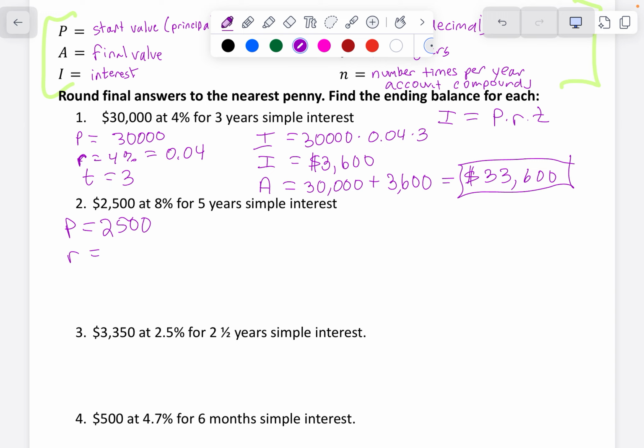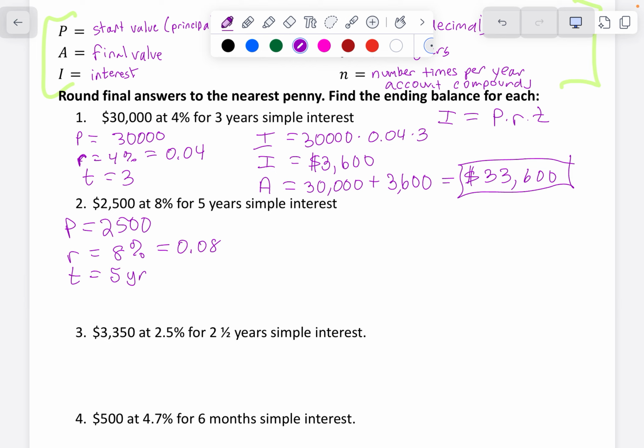The rate, or R. How do we write that so that we can easily put it into a calculator? We want that decimal. 8% is what decimal? 0.08. In some applications, showing that front 0 is essential. Your calculator doesn't need it. If you put .08, that's fine. Just make sure you have a 0 between the point and the 8. You're good to go. Your time is 5 years.